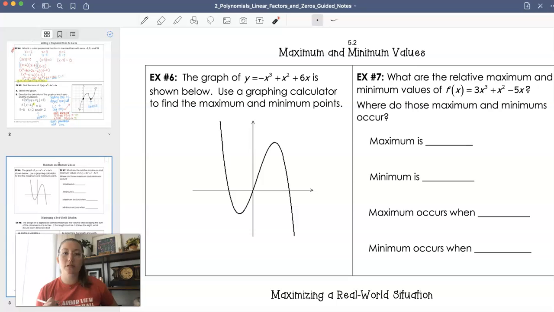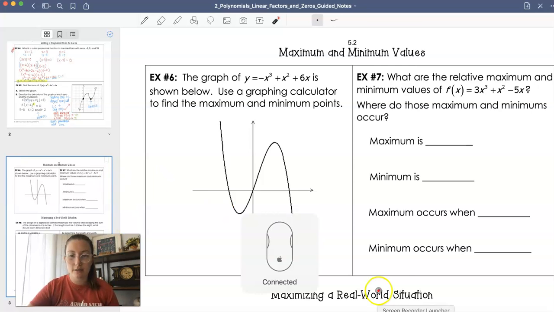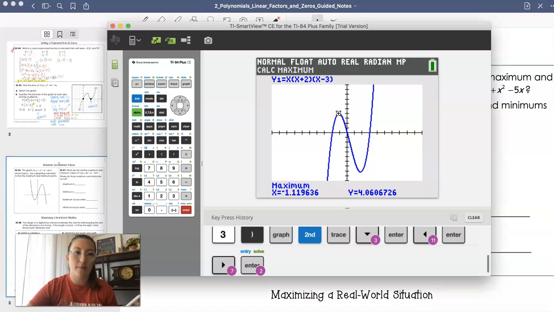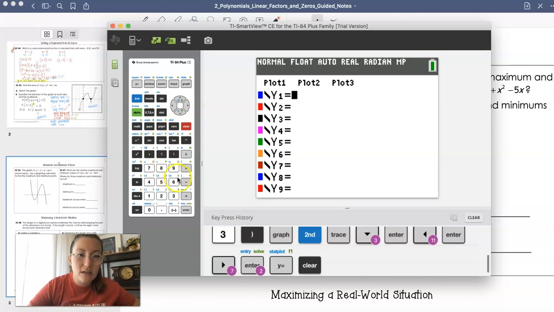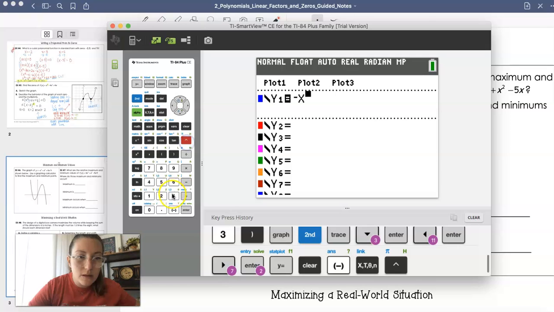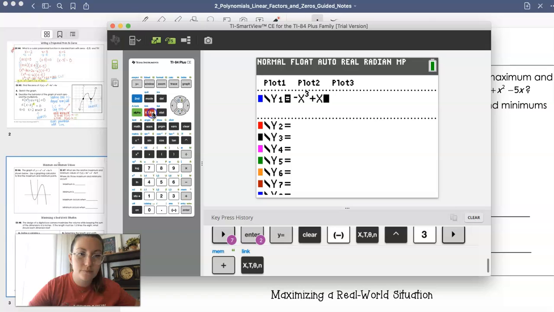Okay, so it says use a graphing calculator to find the minimum and maximum. So let's get back out our calculators. I'm going to go back to my y equals, clear that out, and try a new one. Okay, so we have negative x cubed. Make sure you don't put minus. You must put negative right here, otherwise you're going to get it wrong. X cubed, and then plus x squared, and then plus 6x.